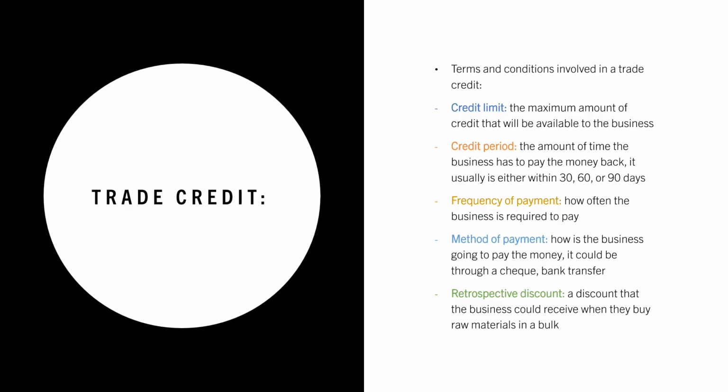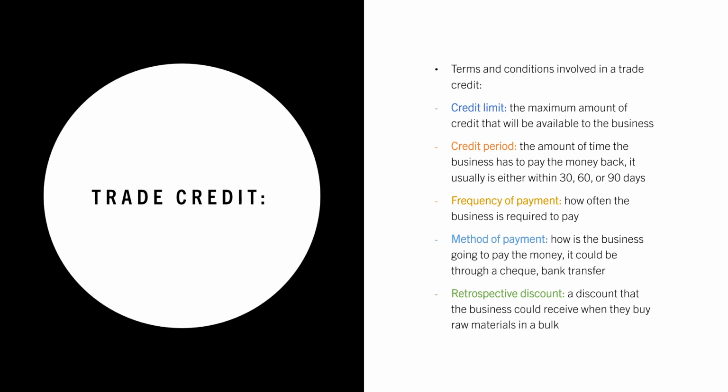Now, the terms and conditions that are usually involved in a trade credit is the credit limit, so the maximum amount of credit that will be available to the business. The credit period, so how long does the business have in order to pay the money back? It usually is within either 30 days, 60 days, or 90 days.